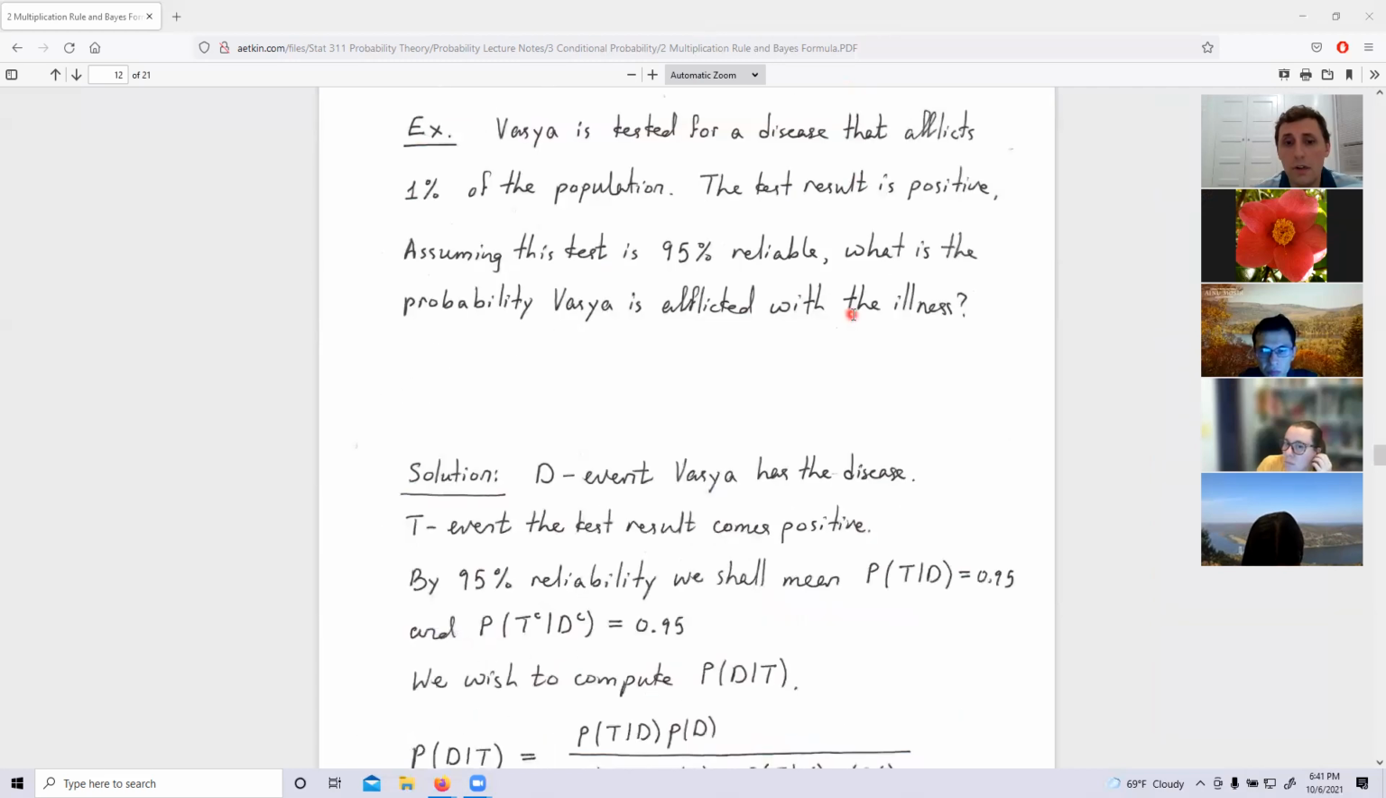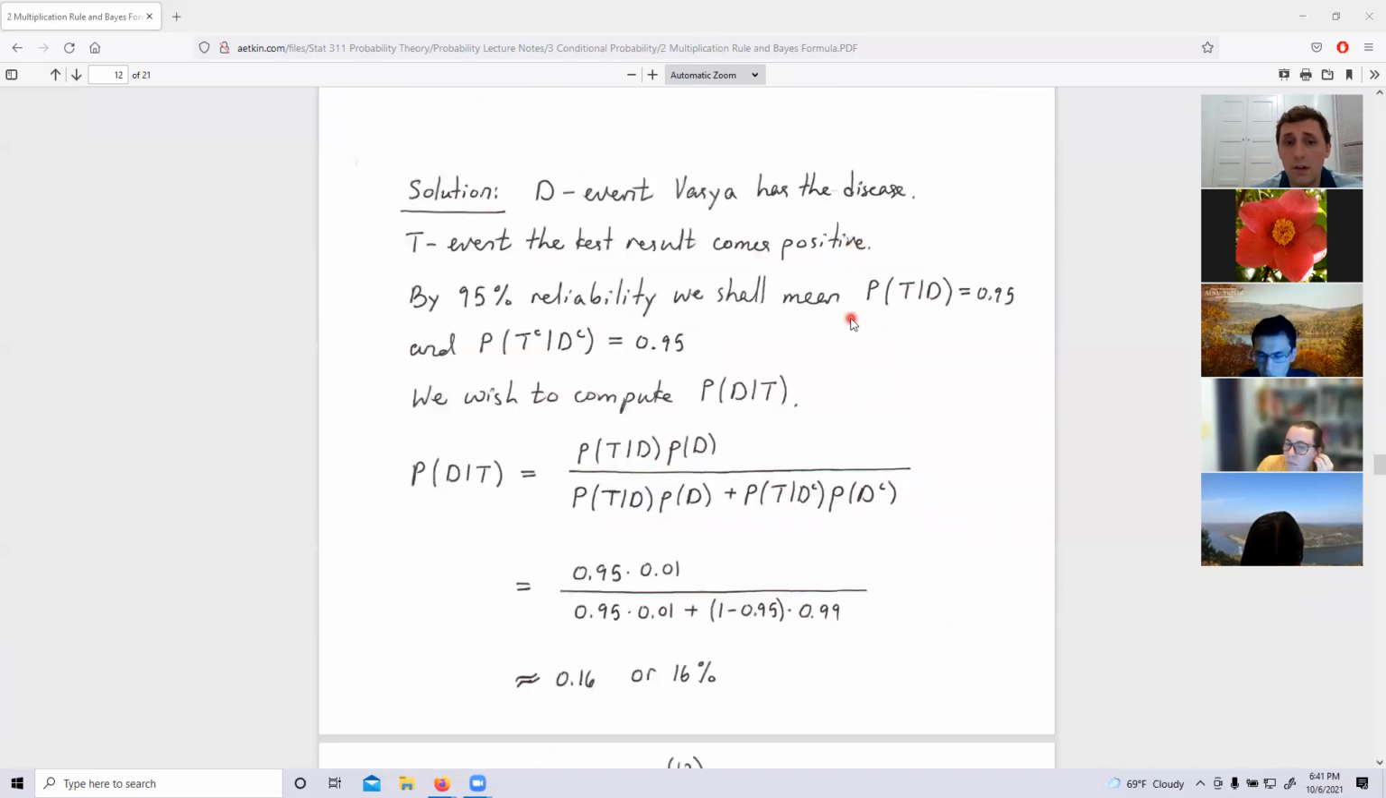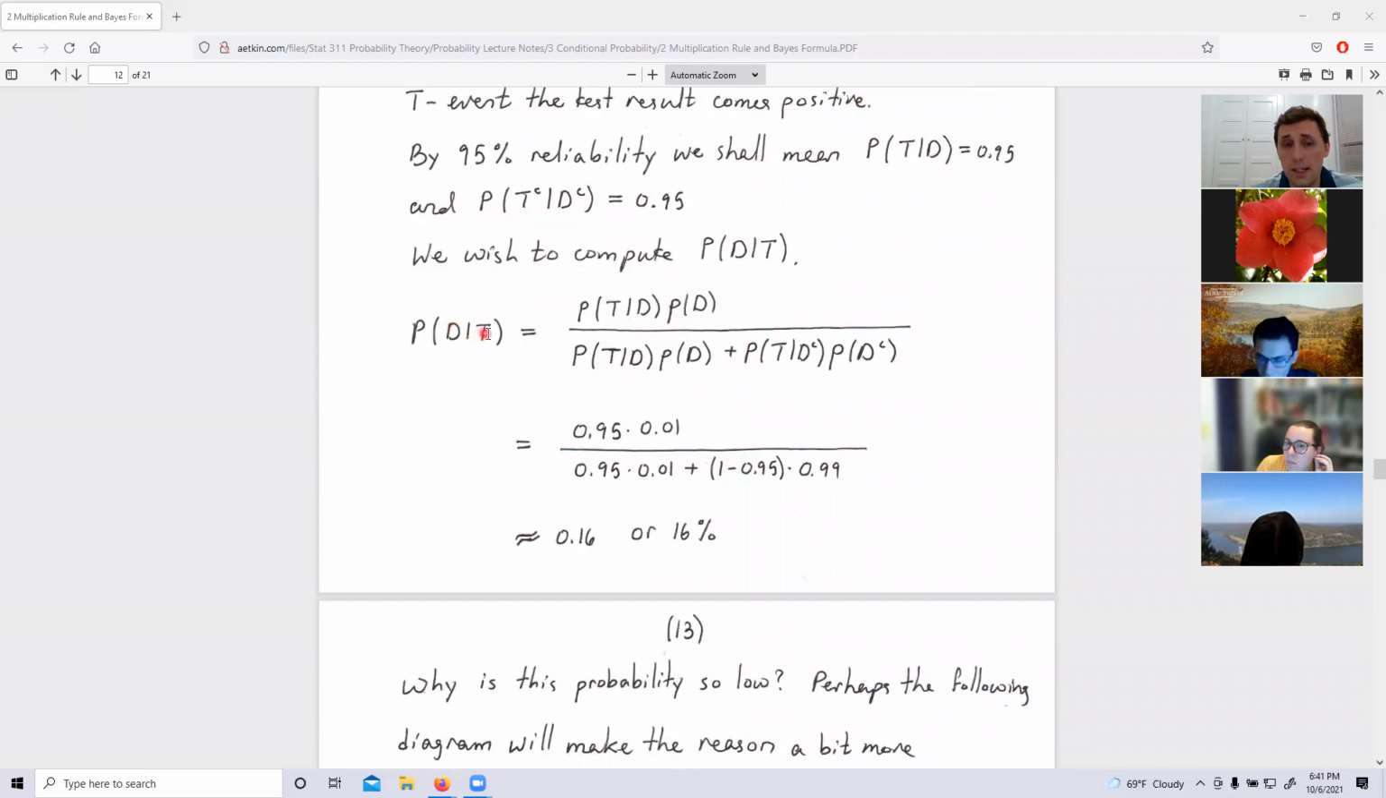Okay, so here D is the event that Vasya has the disease, and T is the event that the test is positive. So the probability of disease given test is positive is the probability of test positive given disease times the probability of disease, divided by that same term plus the probability of test positive given no disease times the probability of no disease, which gives you this number. Okay, so test positive given disease, 95%, right?